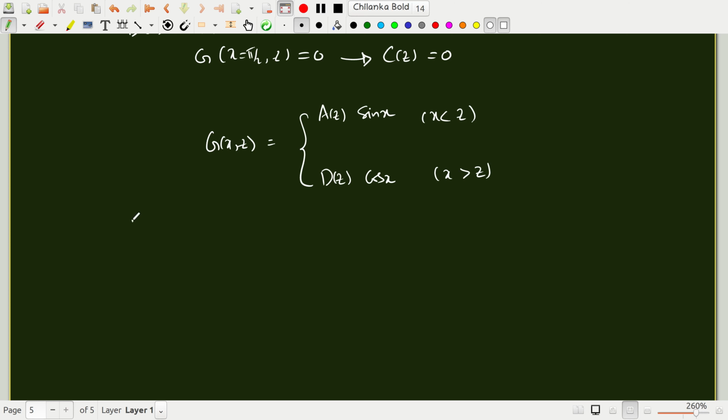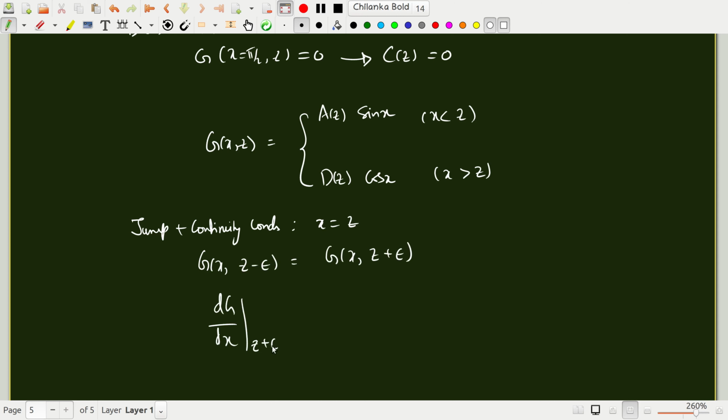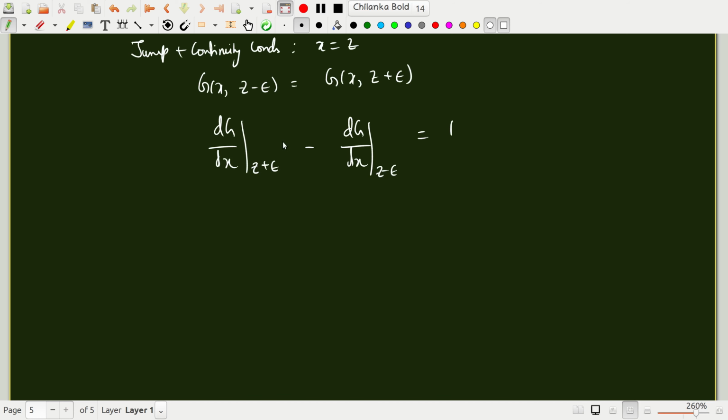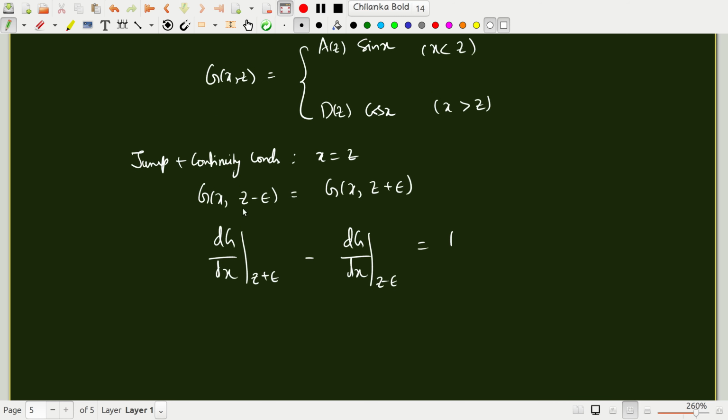And we have the jump plus continuity conditions at x equal to z, which will determine the two functions a of z and d of z. So we have g of x,z minus epsilon equal to g of x,z plus epsilon, and dg/dx at z plus epsilon minus dg/dx at z minus epsilon is 1. This is the jump condition we derived just before. Alright, so now we use these two conditions in these two representations. So d of z times cos z minus a of z, the first equation, times sin z, because g of x,z on both sides is continuous, so they must be equal.